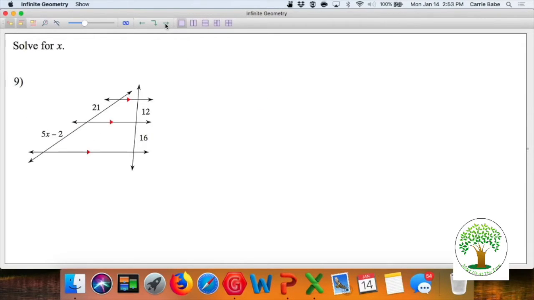Are we ready? We're going to do number 9. I think it's on the other page. You ready, Amy? What did you do to set it up, Amy? I'm still setting it up: 21 over 12 and 5x minus 2 over 16. Then you said 5x minus 2 over 16. I agreed.